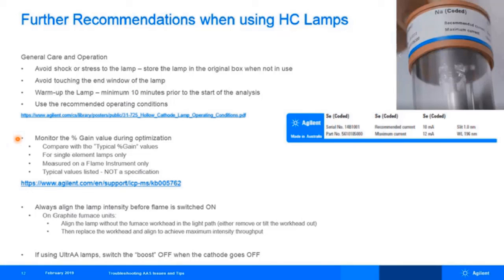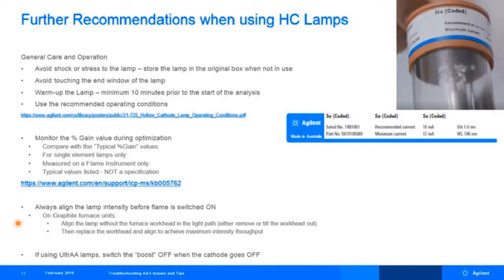When you're working with the lamp, it's good to monitor the performance. So you should monitor the percent gain value that's displayed during optimization. You can compare that with the typical gain values that we have available from the Agilent website at this link. That enables you to compare it with the typical performance. Each time you use the lamp, the gain value should be reasonably consistent. By monitoring this value, you can track the performance of the lamp. A significant change in the gain value can indicate that the lamp is reaching the end of its operational life.